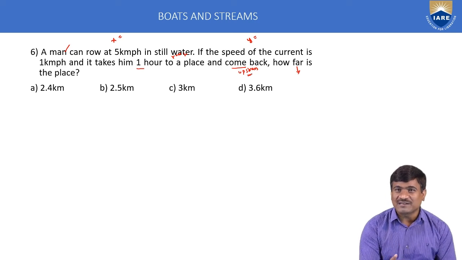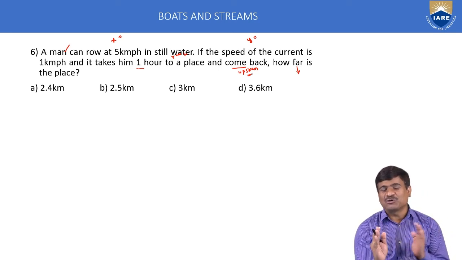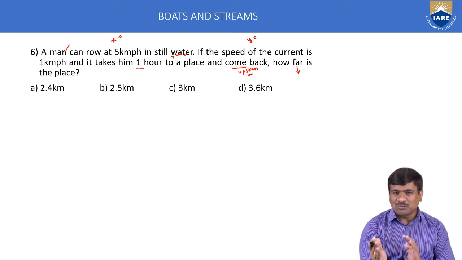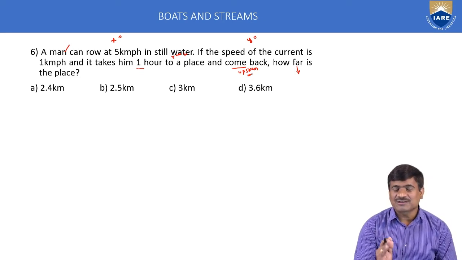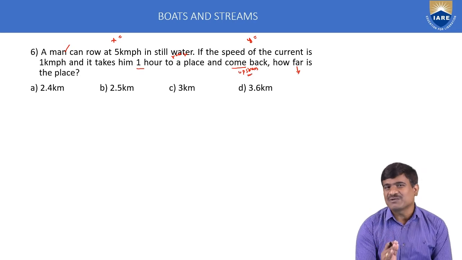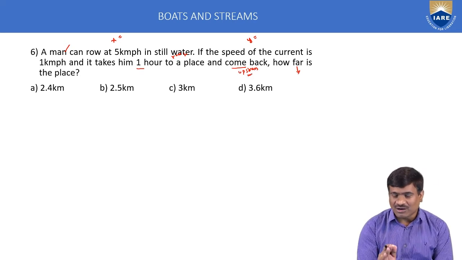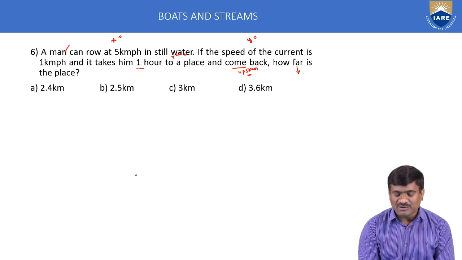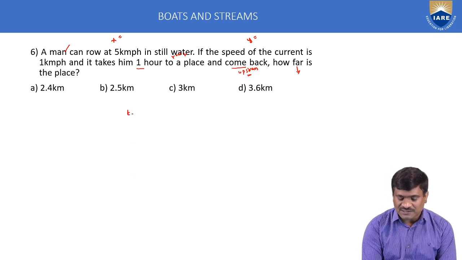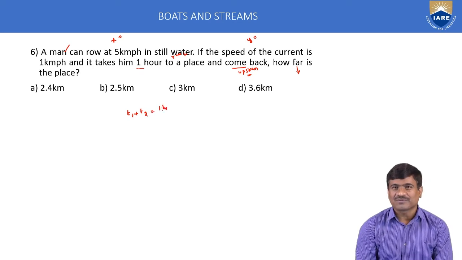To row to a place means A to B and B to A. The total time is 1 hour. Next, find only the distance between A and B. Calculate only the distance. The total time is 1 hour, that is T1 plus T2. T1 plus T2 is equal to 1 hour.